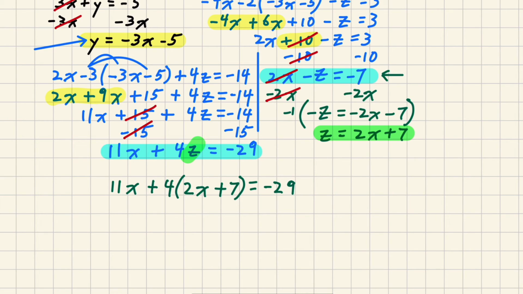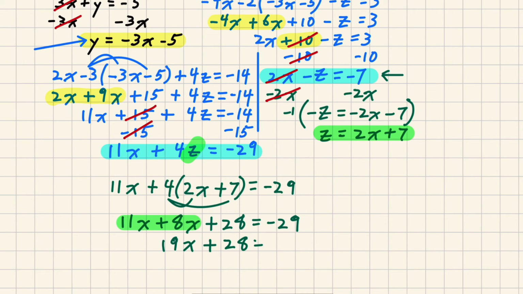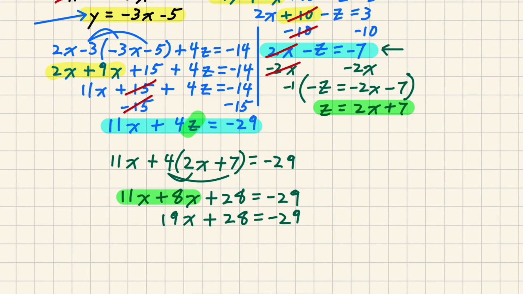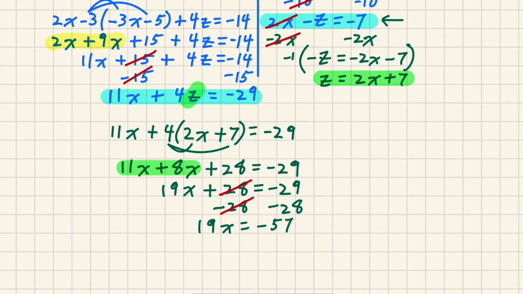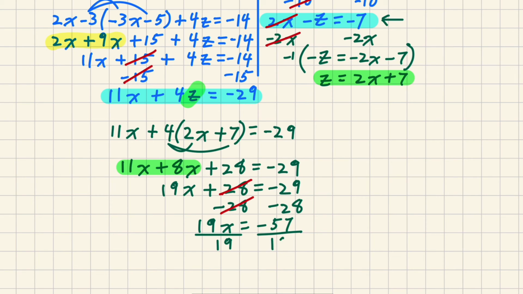Solving for x, I would first distribute, so 11x plus 8x, and then 4 times 7 plus 28 equals negative 29. Combining like terms, 19x plus 28 equals negative 29. Continuing to solve for x, I can subtract the 28 to the other side, leaving me 19x equals negative 57. And then for x, we can divide by 19. So x equals negative 3.